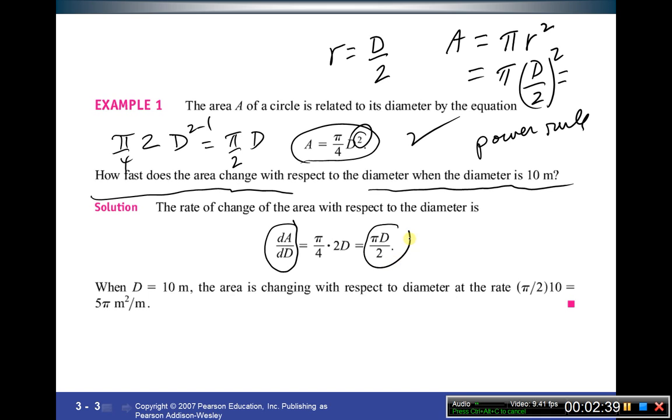And so if you wanted to see how fast the area was changing at a diameter of 10, it would be simply pi times 10 over 2, and that would be 5 square meters per meter.